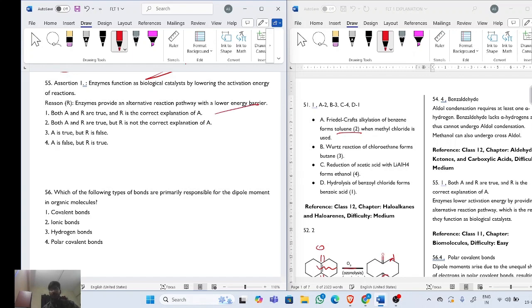Lower energy barrier means low energy gap. So the assertion is correct, the reason is also correct. So option number A is our correct answer, and it is explaining the assertion as well. Okay, so option number A is our correct answer.